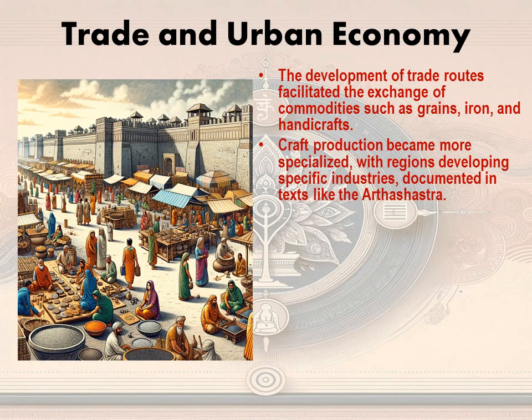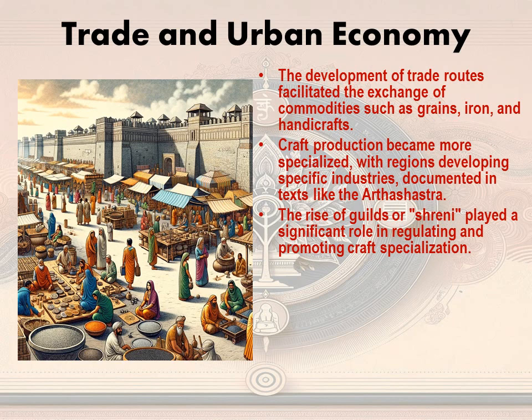Craft production became more specialized, with regions developing specific industries documented in texts like Arthashastra. So in the Arthashastra it is written that a few areas were specialized for production of certain types of crafts. Hence we find the existence of a very specialized craft production, where people of a certain community used to dedicate their lives towards practicing certain kinds of crafts only.